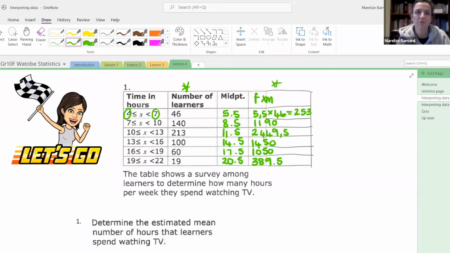Sure, Lerato is super fast. She's done with her mean. I better catch up here. I'm definitely lagging behind.